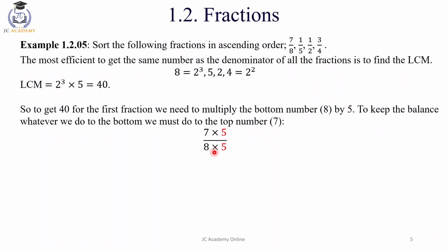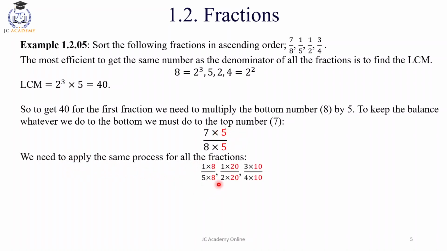So how do we get 40? For the first number, we have 7 over 8. In order to turn this 8 into a 40, we multiply it by 5. Whatever you do to the denominator, we must do to the numerator as well. So if we multiply by 5 for the denominator, we must also multiply the 7 by 5. Same process for the second fraction, which is 1/5. Instead of a 5, that should be a 40. How do we get a 40? We multiply by 8. So 5 times 8 equals 40, and 1 times 8 equals 8.